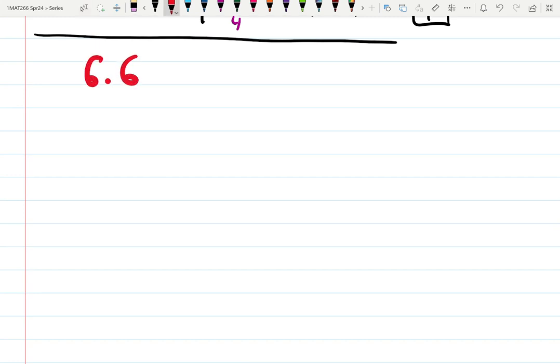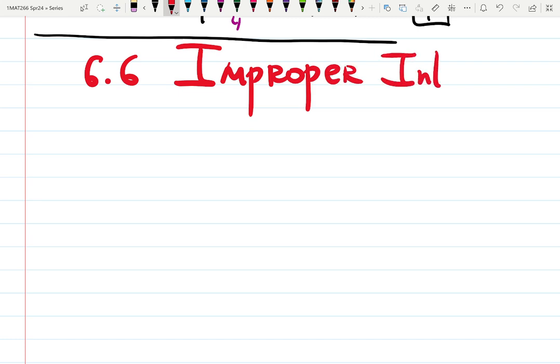But 6.6 was a long time ago: improper integrals. Do you know the definition of improper integrals? Those are integrals that are not proper. Duh, what a genius answer. Improper integrals have some kind of discontinuity. They don't give you a finite answer as a number. It involves limits, so something is off.